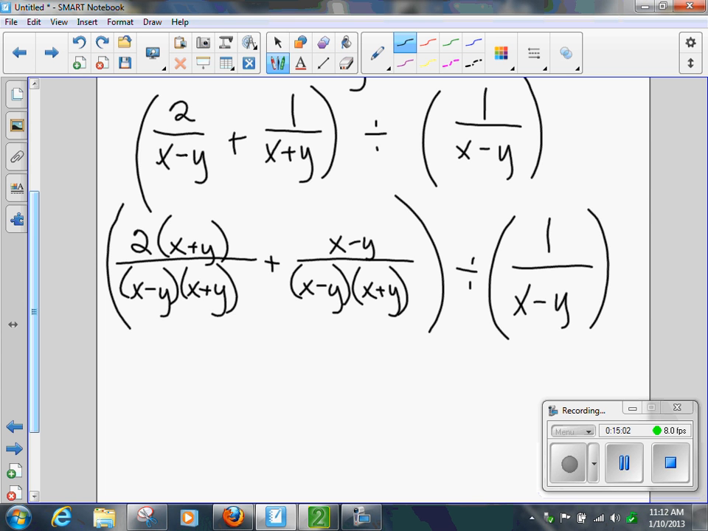All right, so now what? Look at it. Talk to me. Distribute the 2. So it's going to give me 2x plus 2y. Can I go ahead and write this first set of brackets as one fraction? Plus x minus y. Because they have common denominators, don't they? Do you see what I'm doing? Yeah? Okay.